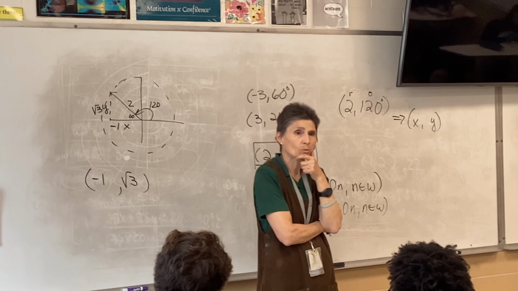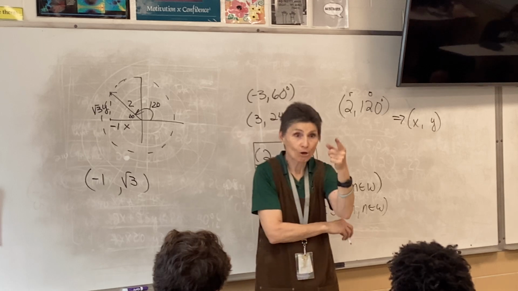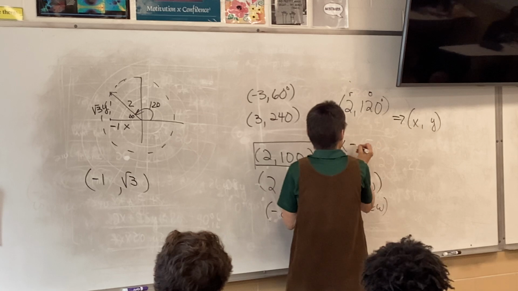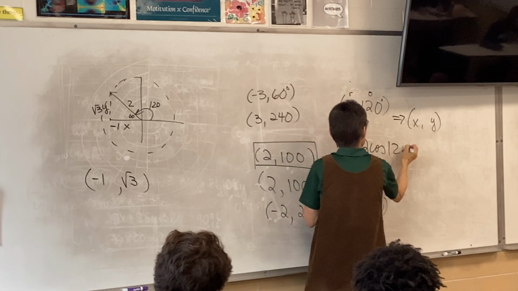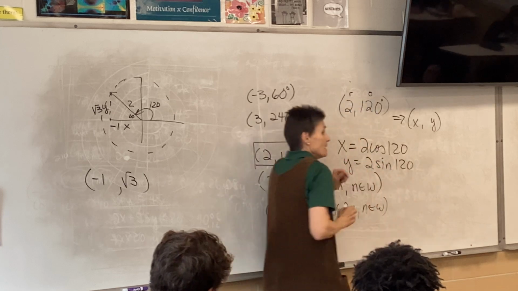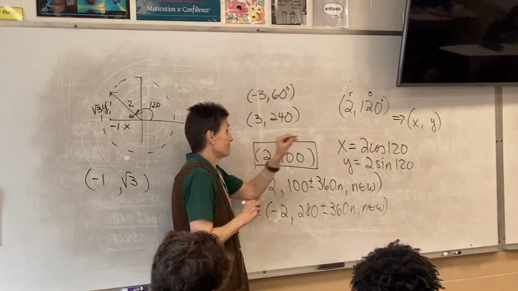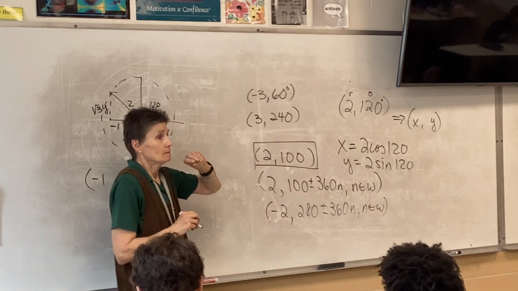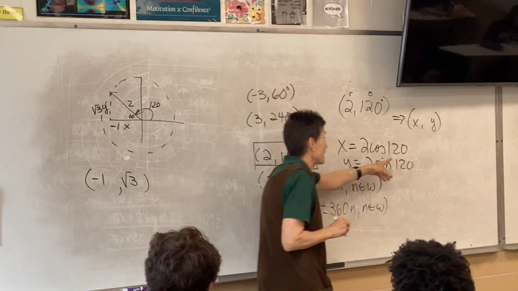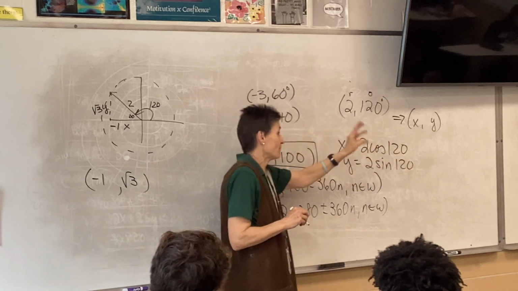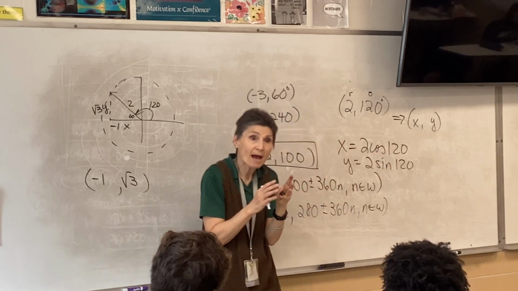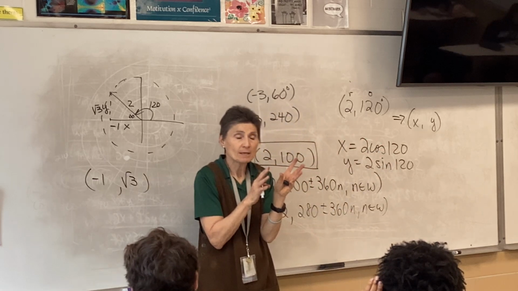Who remembers? X equals r cosine theta. Oops. This is r, this is theta. X equals 2 cosine and y equals 2 sine. If you do it that way, and you're doing it on a calculator, now this one I can do by hand because it happens to be 120. But if I use that 120 in my calculator, then my answers are going to come out exactly right.